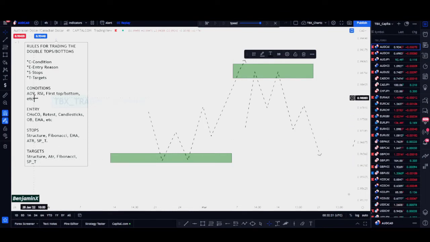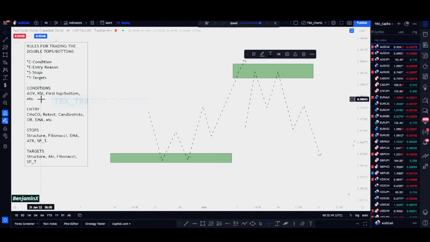AOV means area of value. Now, what's the first thing we're going to do? We need the price to get into our area of value. In fact, that shouldn't be the first thing. The first thing should be the trend. We need to see that the trend is in our direction, because we're talking about trading double tops and double bottoms to favor the trend, to continue a trend. So the first thing we're going to be looking at is the trend, and the second thing is the area of value.